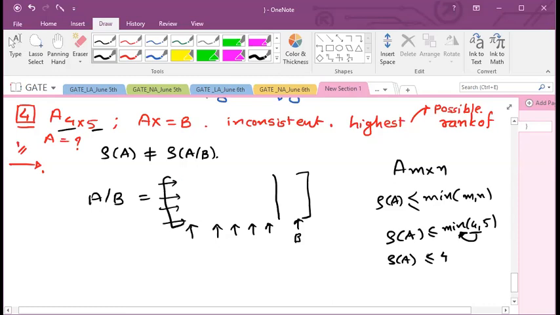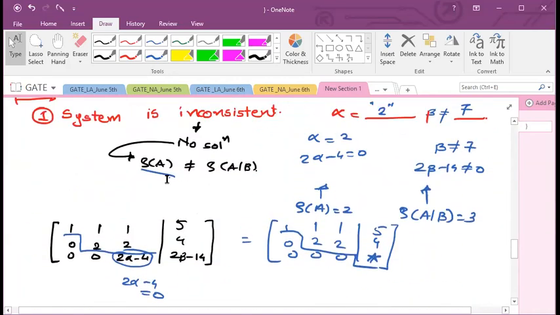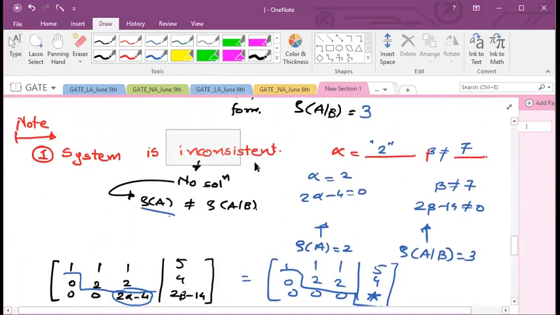But here what they are telling is your highest possible rank for inconsistency. For inconsistency, your rank of A should not be equal to rank of A augmented B. So whenever you are going to take row echelon form, see over here. Here inconsistency is this case.